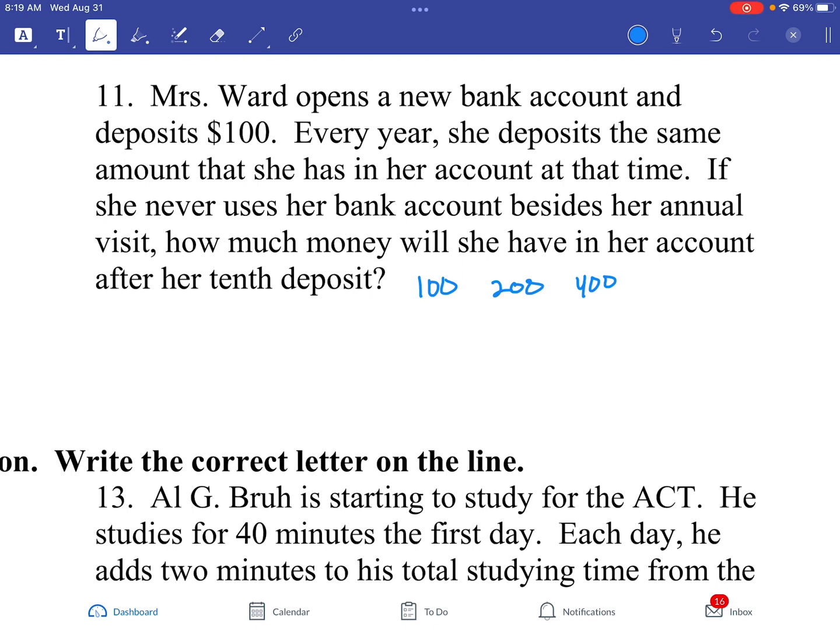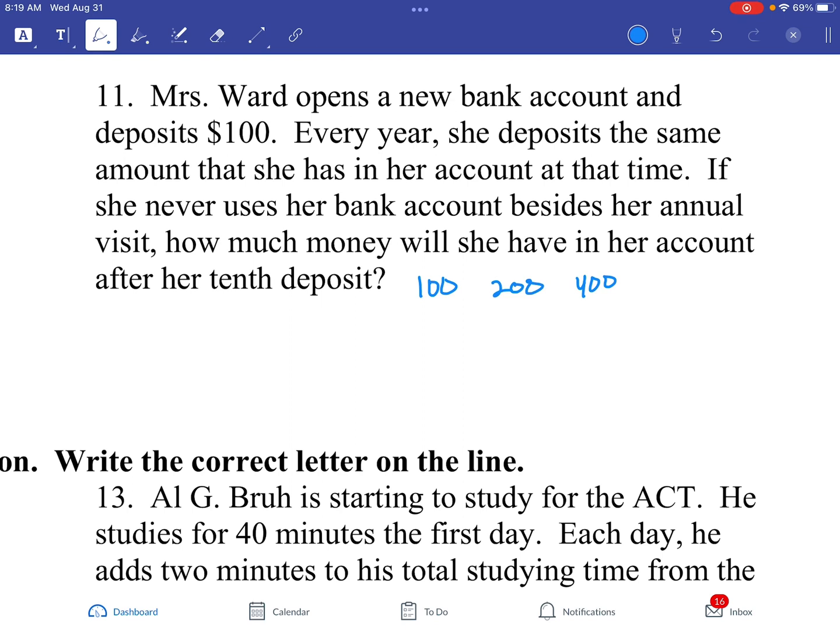So the reason why it's not a partial sum problem is because you don't take the 400 plus the 200 you had the year before plus the 100 you had the year you started and add them all together to give you $700. You only have $400 in your account. Okay, so that's going to be an explicit term. We're going to find the 10th deposit.